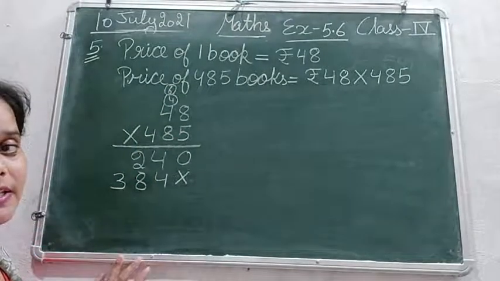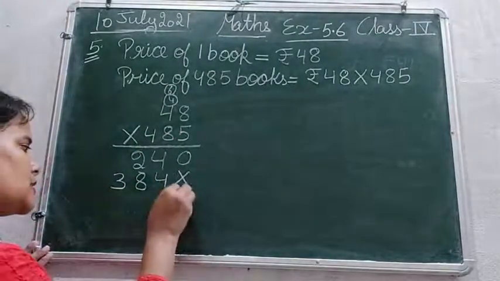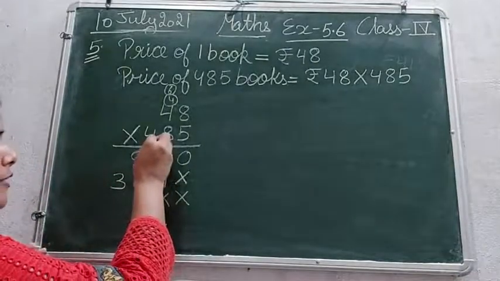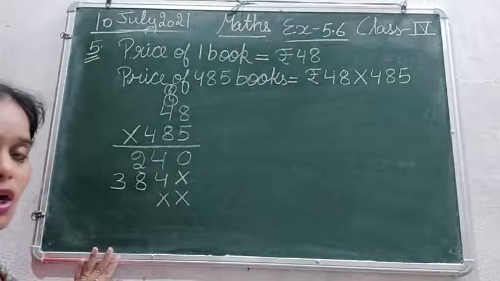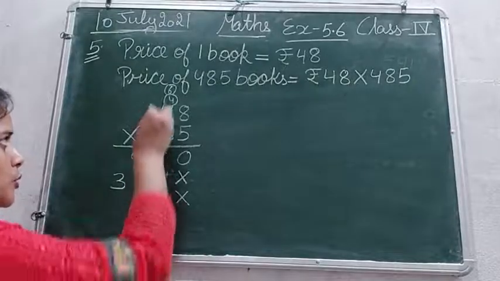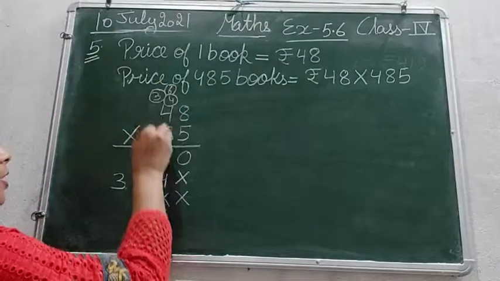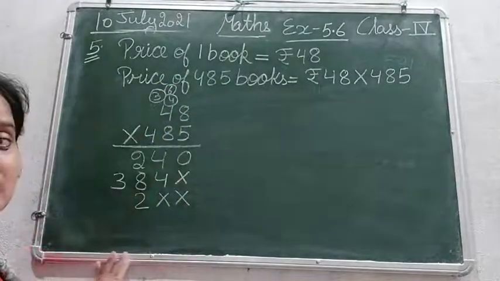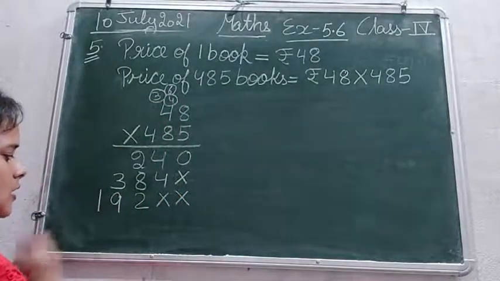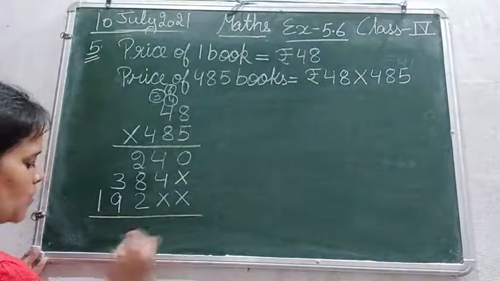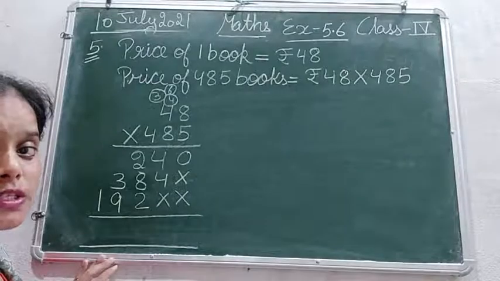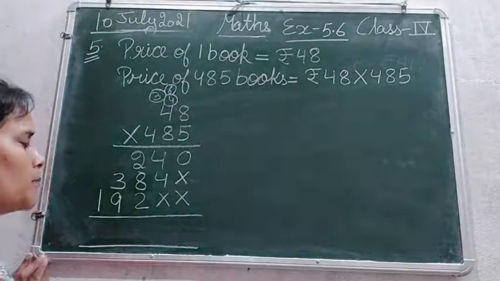Next, the third step. First of all, we will put the two cross marks here. Now multiply 4 with 48. Okay. 4 8s are 32, 2, 3 will be carried above. 4 4s are 16. 16 plus 3, 19. Okay. Now just add them all. Let's add them all to calculate the total cost of all the books.